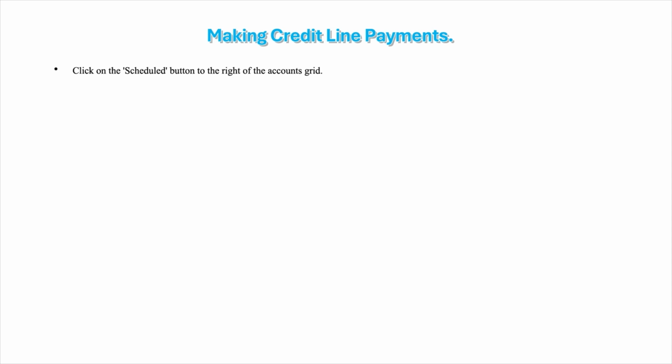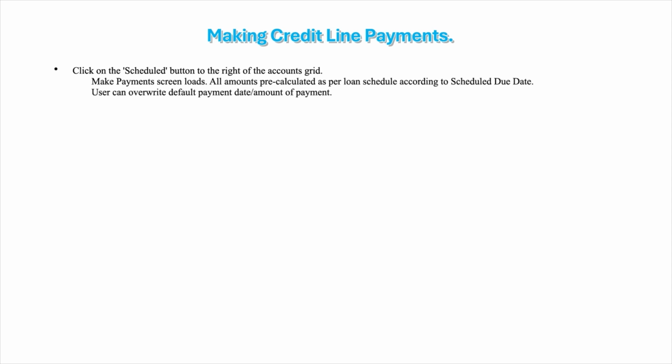Click on the Scheduled button to the right of the accounts grid. The Make Payments screen loads. All amounts are pre-calculated as per the loan schedule, according to the scheduled due date. The user can override the default payment date and amount of payment.